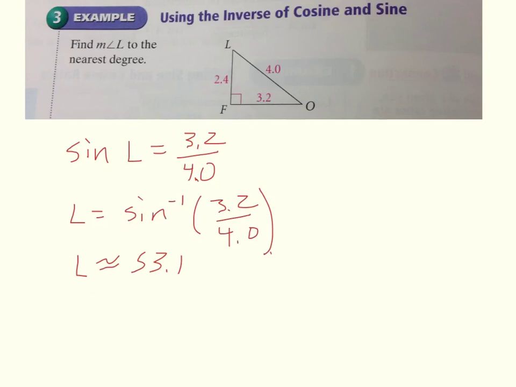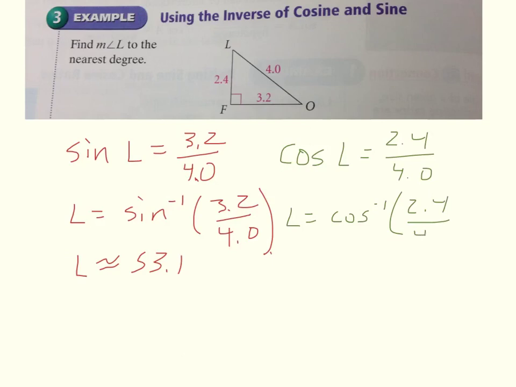Now let's try it another way. Cosine of L is going to equal adjacent over hypotenuse, 2.4 over 4. So L equals inverse cosine of 2.4 over 4.0. Please punch that in and see if you get the same thing. Hopefully you get 53.1 degrees. To the nearest degree it would be 53 degrees for L.